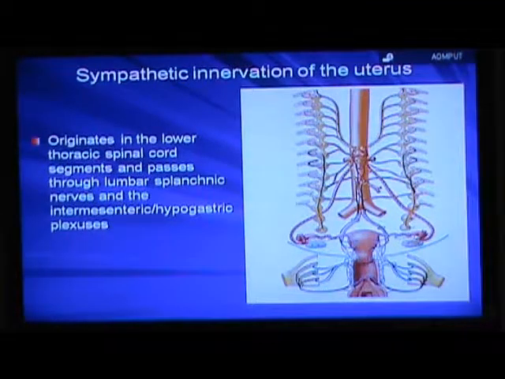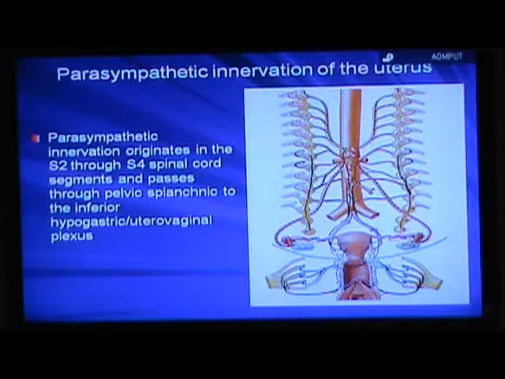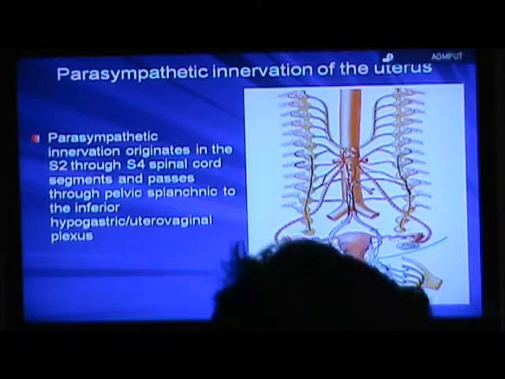The sympathetic innervation of the uterus originates in the lower thoracic spinal cord segments and passes through the lumbar splanchnic nerves and the intermesenteric and hypogastric plexuses to the uterus. Parasympathetic, remember, S2, S3 and S4 spinal cord segments, and passes through the pelvic splanchnic nerves to the inferior hypogastric and next the uterovaginal plexus.